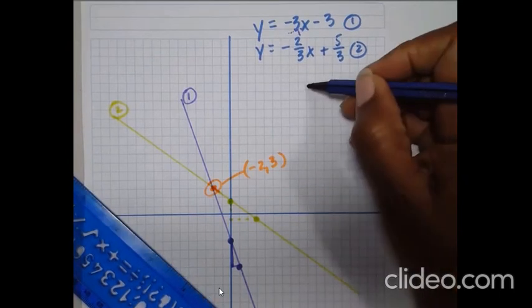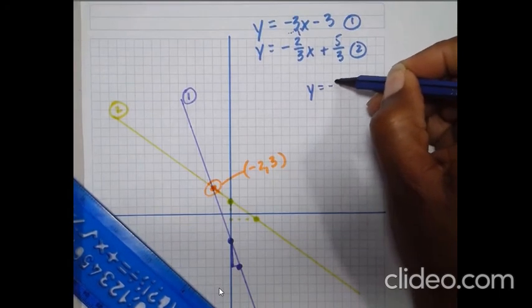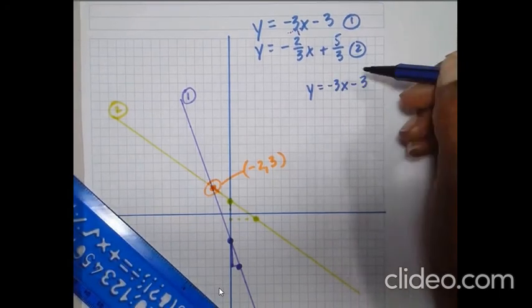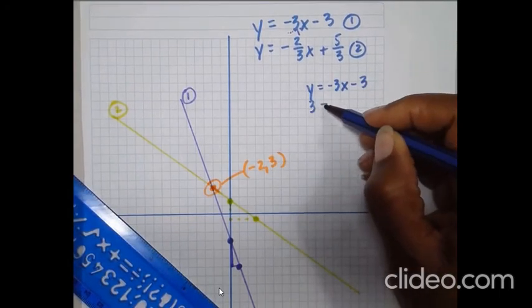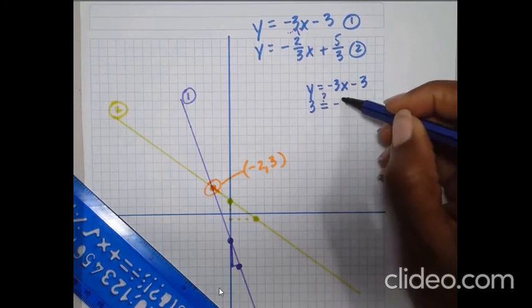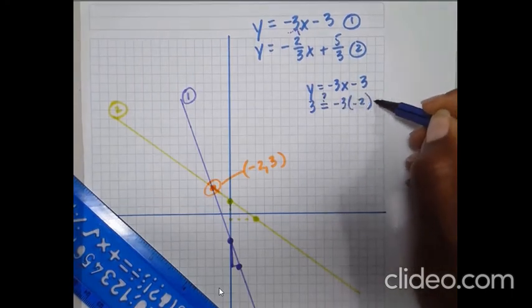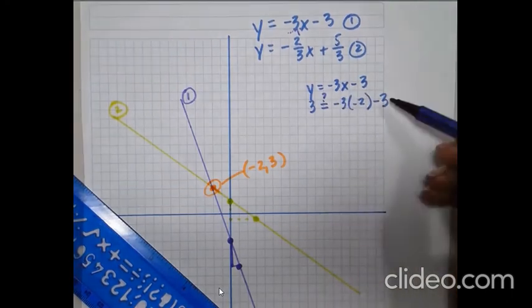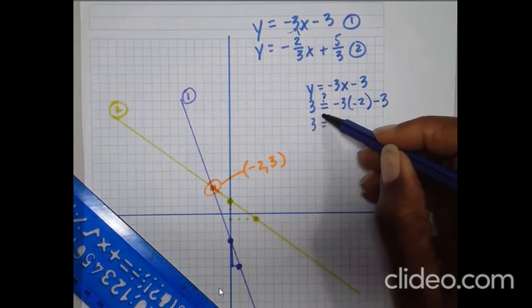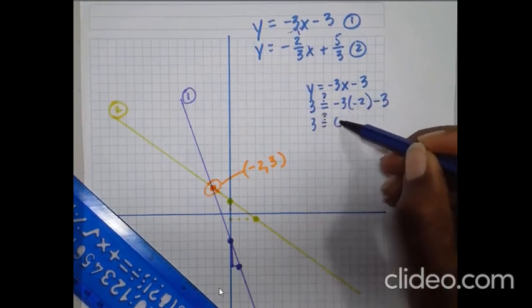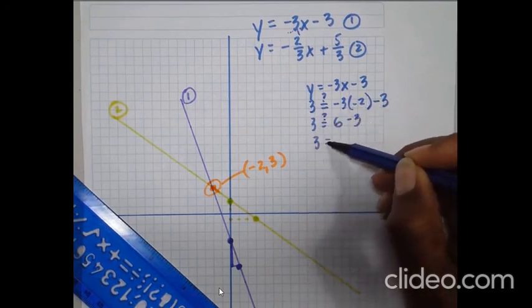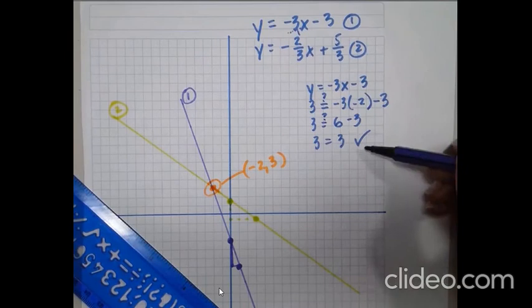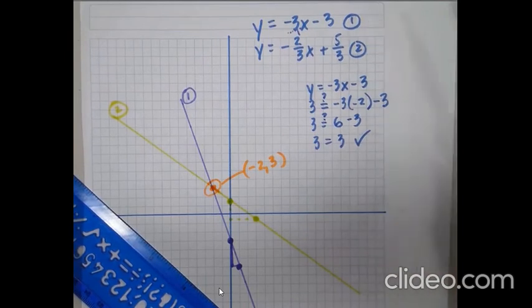Let's see. Does y equal negative 3x minus 3? Well, y is 3. Does that equal negative 3 times negative 2 minus 3? Well, 3, does that equal 3 times 2 is 6 minus 3? 3 does equal 3. So yes, this is the solution for the first equation. We can check this one off.